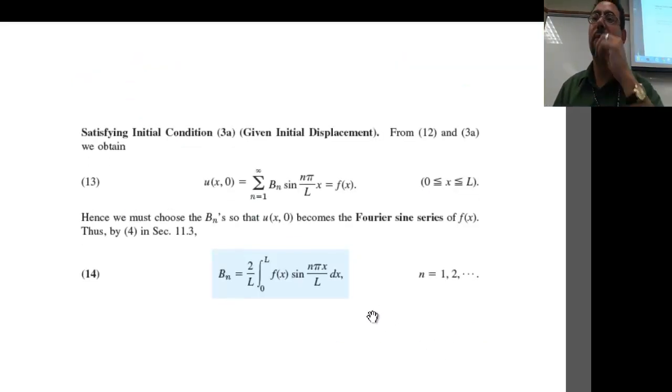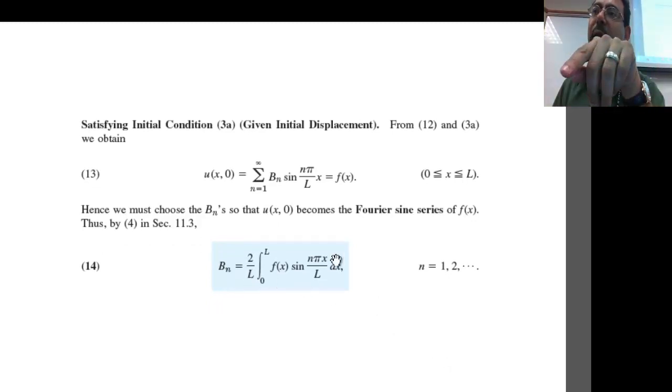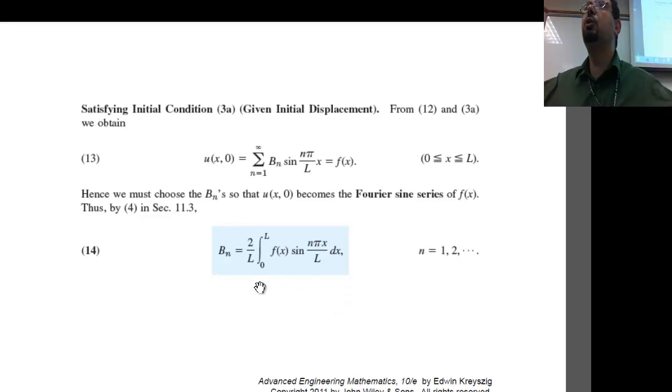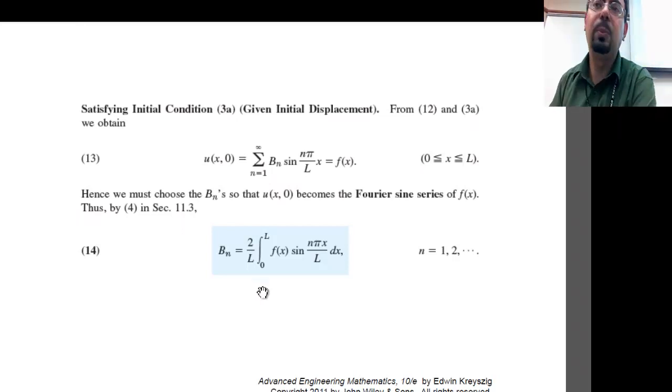Alright? And so he's basically telling us here is the Bn. It's exactly the Fourier sine series part. Not from 0 to pi, but from 0 to L, because the period is the L of the wire, not pi. Not pi, okay?